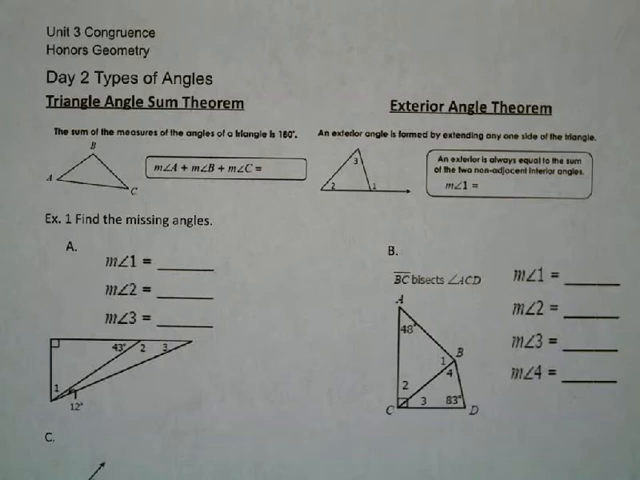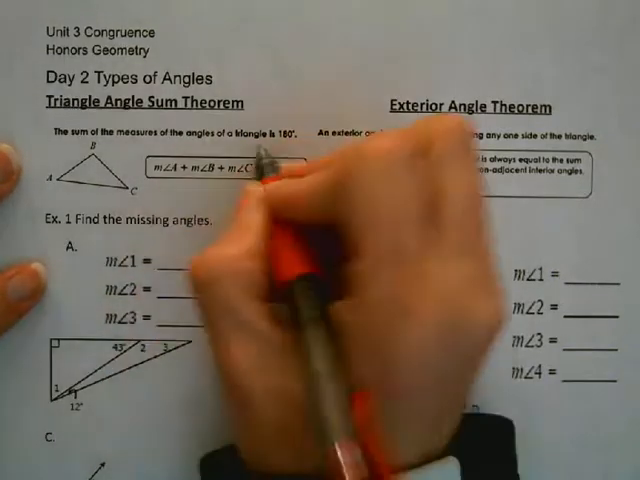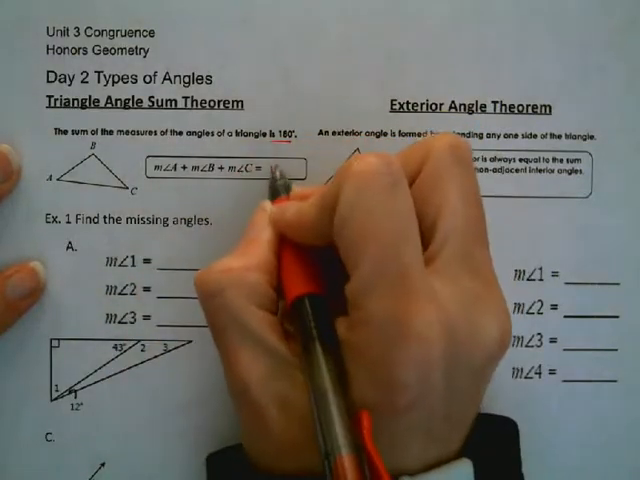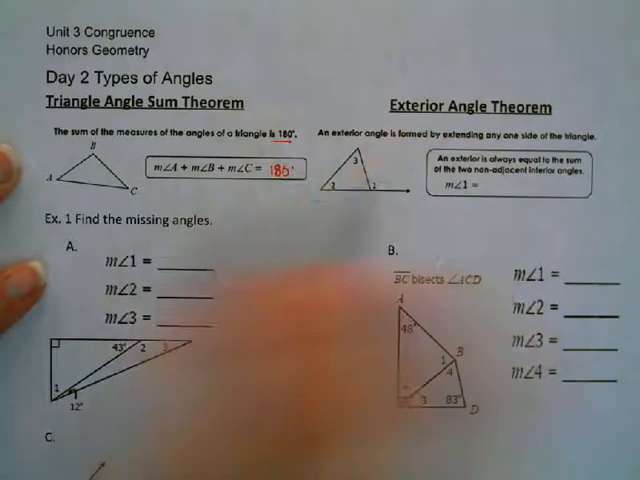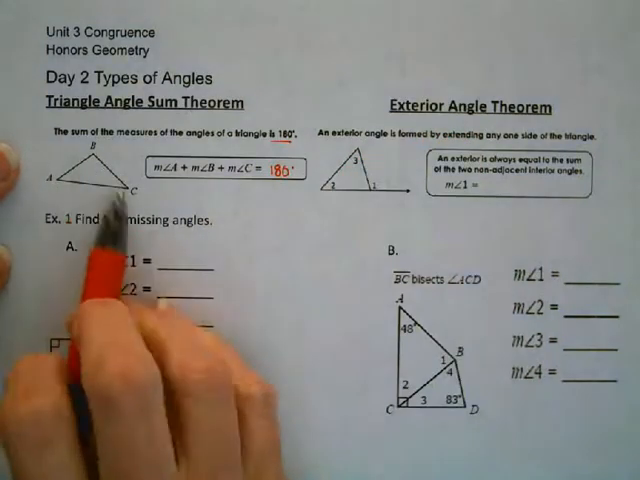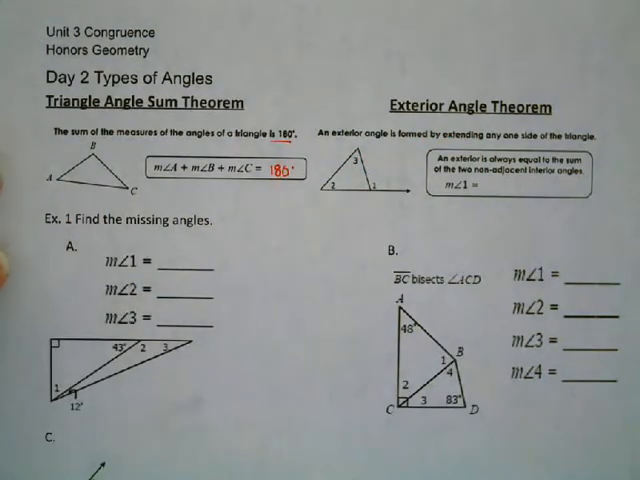Okay, so this is Unit 3 in geometry. We're doing types of angles related to polygons. We're going to start off mainly focusing on triangles. So the triangle angle sum theorem, I kind of hinted at this last class, says that a triangle's angles sum to 180 degrees. So if you add up the three angles, angle A, angle B, angle C, they should all add up to 180 degrees in a triangle.